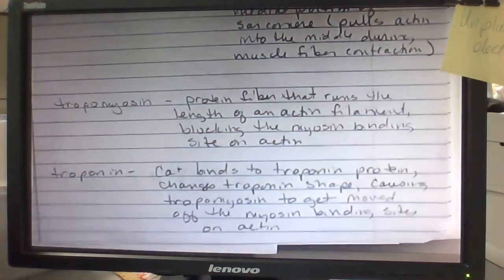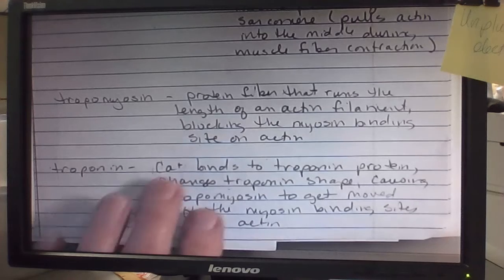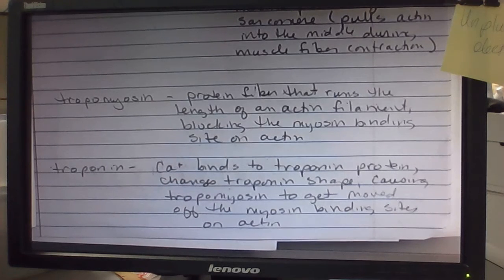The troponin, so this is not cat, Ca with a little plus sign, that's our calcium ions. Calcium binds to troponin protein, and it changes that troponin shape. Whenever calcium binds and changes the shape, it causes that tropomyosin to get moved off the myosin binding sites on the actin. That allows myosin to bind to it.